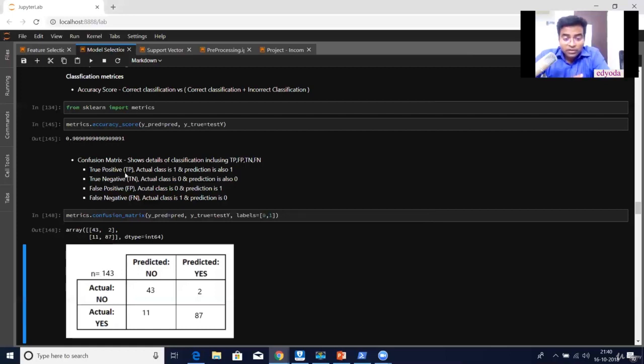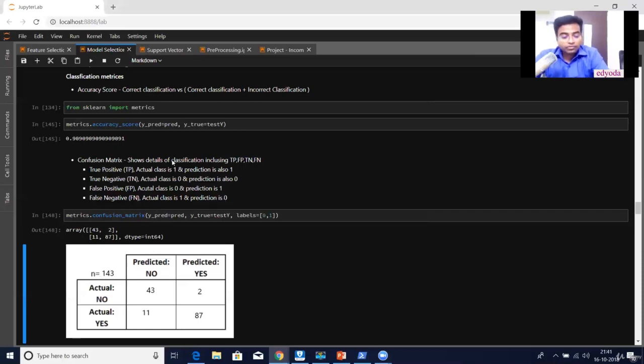Then you have false positive: the actual class is 0 and the prediction is 1. You have false negative: the actual class is 1 and you're predicting 0. I think the first two are very simple. If the patient is suffering from cancer, you're predicting that the patient is suffering from cancer. The next one is 0: the patient is not suffering from cancer, and you're predicting that the patient is not suffering from cancer. The false positive is that the patient is not suffering from cancer, and you're predicting that the patient is suffering from cancer. The false negative is that the patient is suffering from cancer, and you're predicting that he's not suffering from cancer.